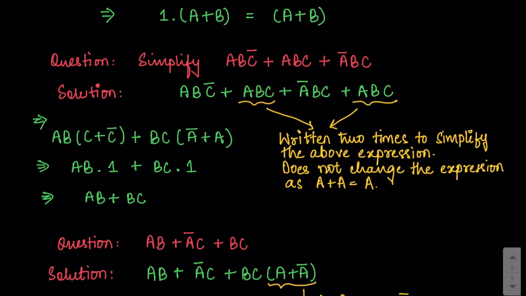So when we do that, we quickly take the common ab from the first two terms and bc from the second and the third term, and we get in the brackets c + c bar, which is equal to 1, and a bar + a, which is again equal to 1. So finally we come to the answer ab + bc for this long expression.